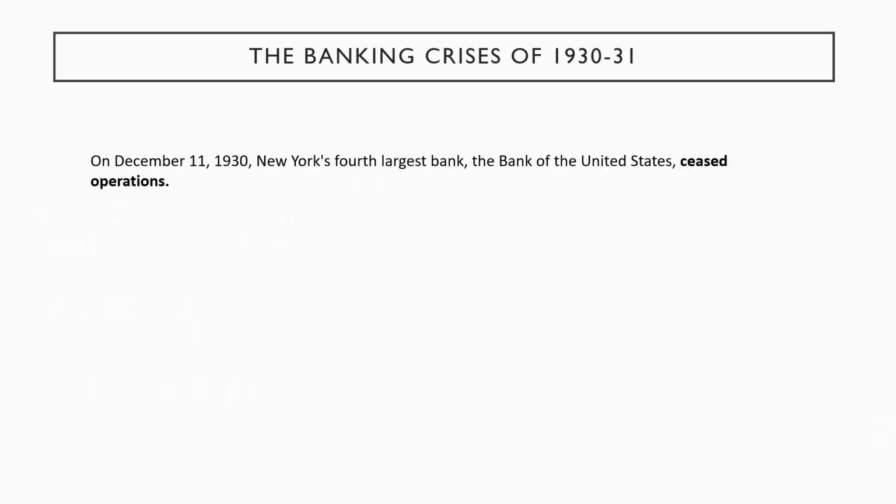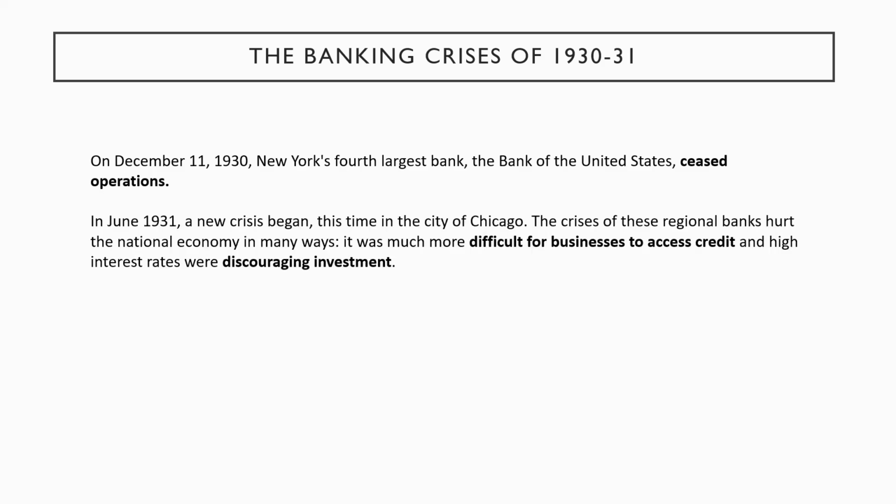On the 11th of December 1930, New York's fourth largest bank, the Bank of the United States, ceased operations. The bank was negotiating a merger with another institution with the help of the Fed. As soon as the negotiations ended unsuccessfully, savers rushed to withdraw their deposits and the institution was put in a position to close. The banking crisis that began with the collapse of Caldwell & Company faded in early 1931. But in June of that year, a new crisis began, this time in the city of Chicago. The crisis of these regional banks hurt the national economy in many ways.